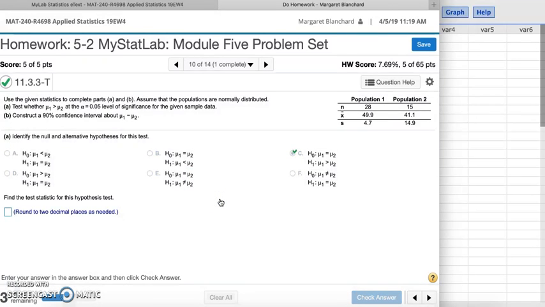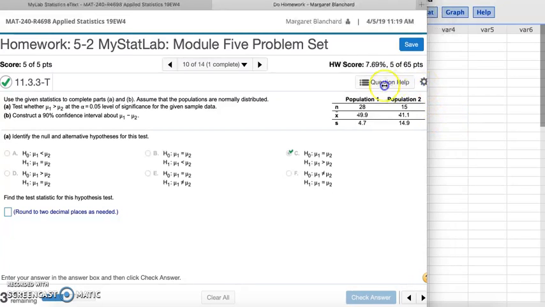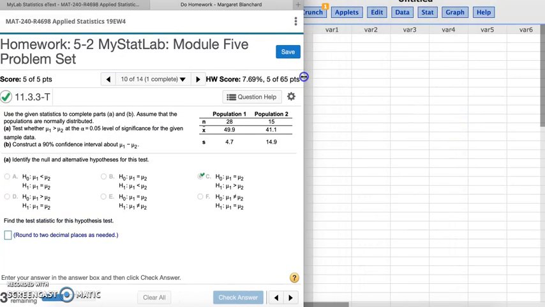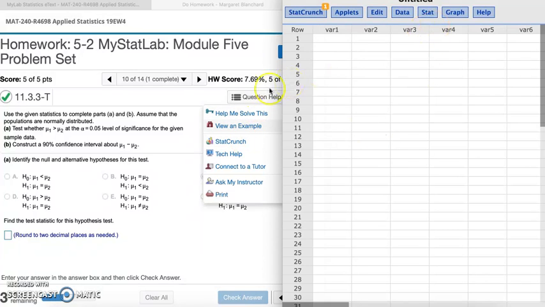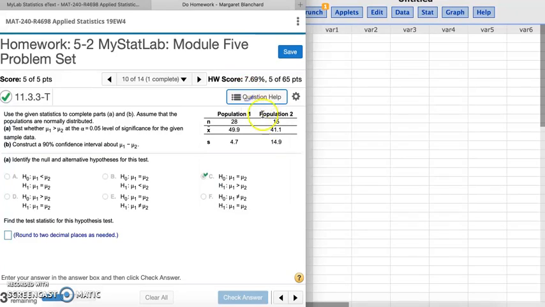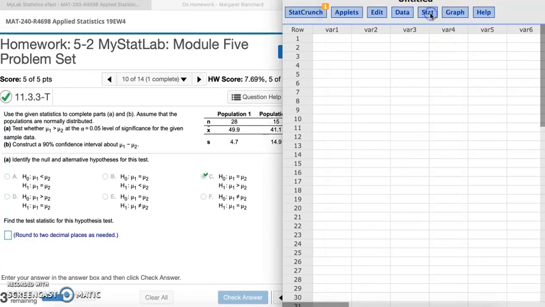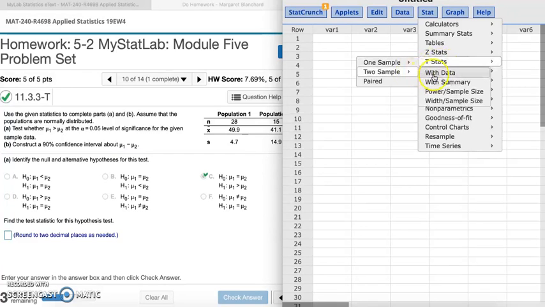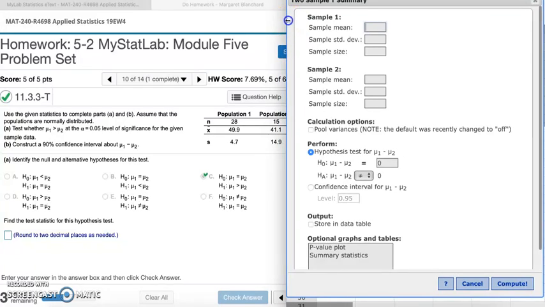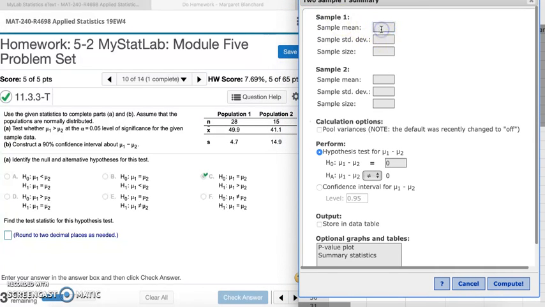Find the test statistic for the hypothesis test. So let's go to StatCrunch just because it's a little easier. I've already got it open over on this side. Remember, you just go to Question Help and StatCrunch. So here, as you can see, we have the summary data. We do not have the actual data set, just the summary statistics. So we're going to go to Stat, T-stats, because we're dealing with the population mean, two sample with summary. So we need to input our summary statistics.